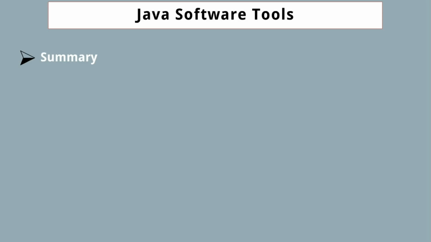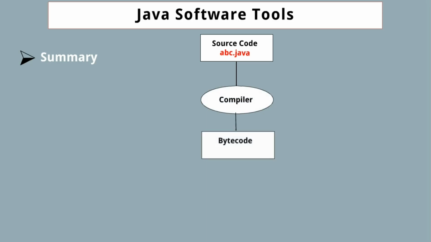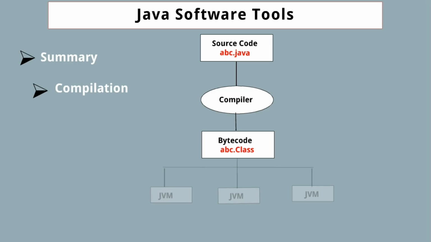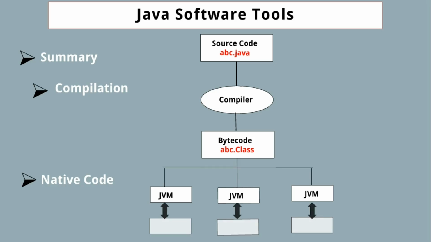So, in summary, we write Java code and save it with the .java extension, and it's known as source code. Then the JDK has a compiler that converts this source code into bytecode with the .class extension. This process is known as compilation. Then this bytecode is given to the JVM that is inside the JRE. This bytecode is converted into the native code by the JVM. This is called execution. So, I am sure by now you have a better understanding of each Java component and how they work together. I will see you in the next lecture.